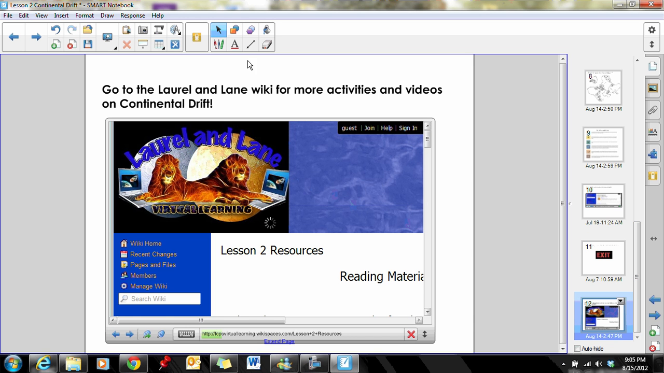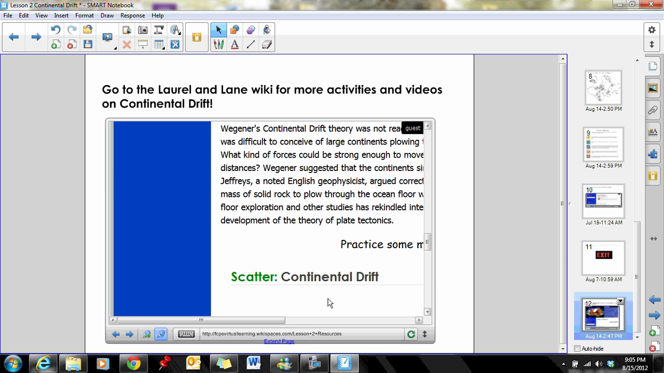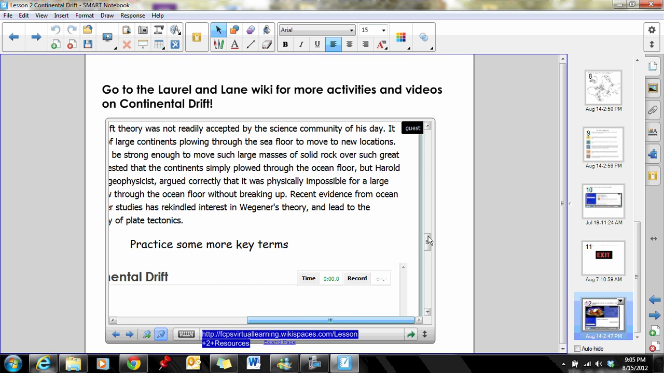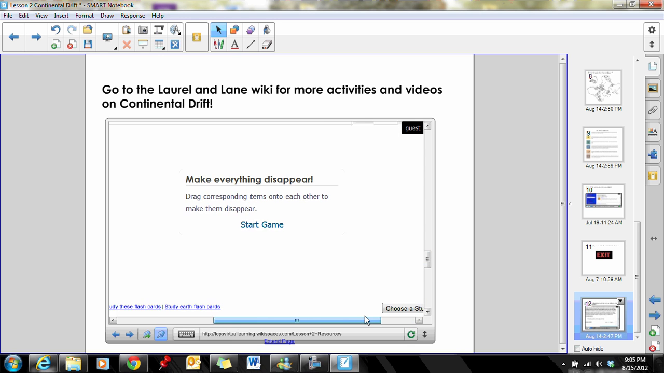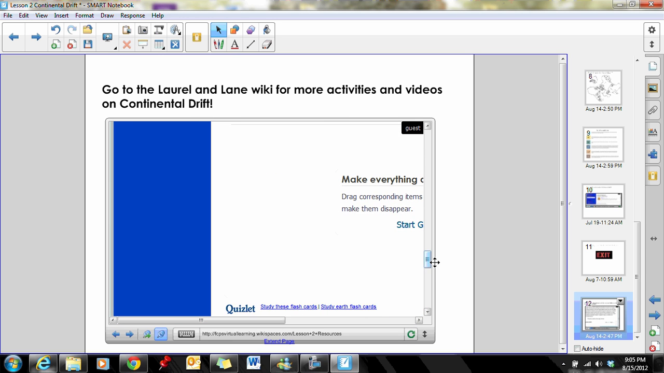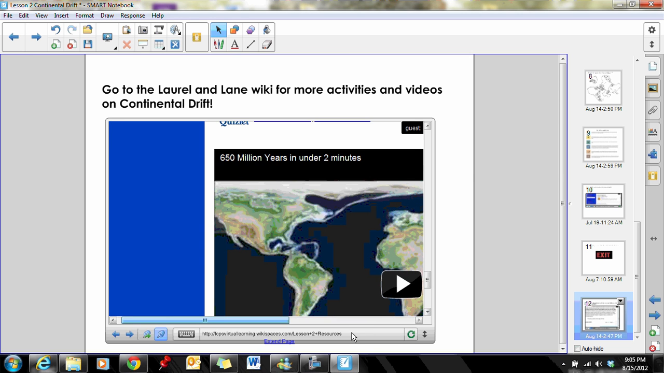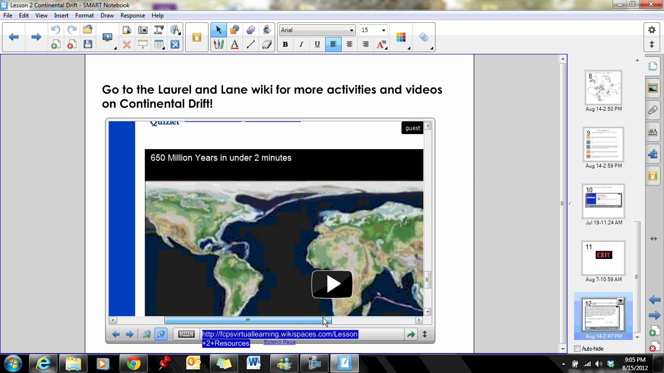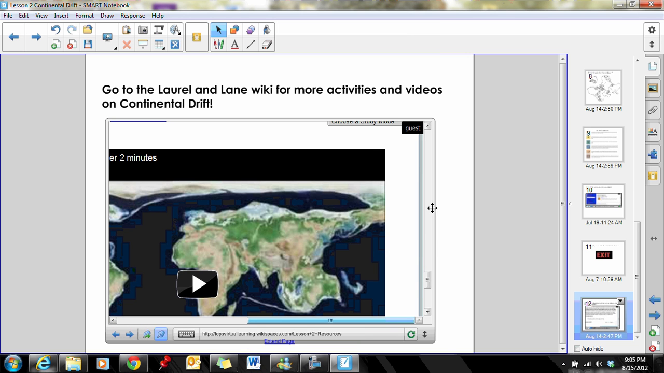Next slide. Now you'll go to the Laurel and Lane Wiki for more activities and videos, and I have it right here. Under Lesson 2 resources, there's a scatter game on Continental Drift. Let's see what else there is. I believe there's a movie. Yep, there's a movie down at the bottom. It's a really cool movie. You'll definitely want to watch it. It shows 650 million years in under 2 minutes, and it's really cool.